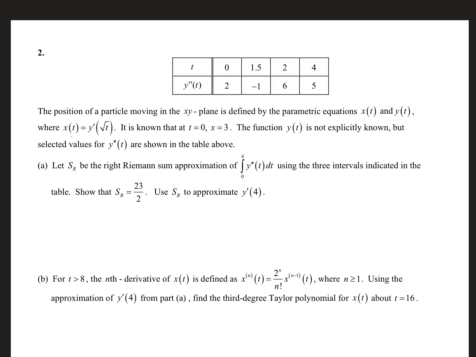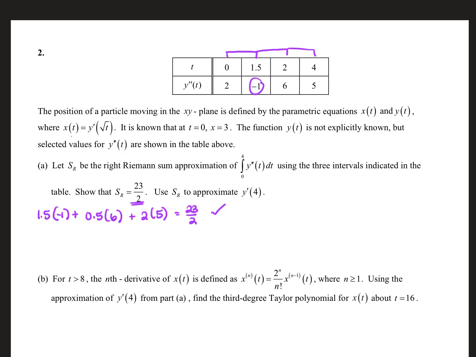Using 3 subintervals indicated in the table, show that SR is equal to that, and use SR to approximate y of 4. Okay, so if we're going to use right Riemann sums, our distance between here is 1.5. Our height is -1. Next thing, our distance between these guys is 0.5. And our value is 6. And the distance between those is 2. And our value is 5. So our Riemann sum works out to be 23/2, exactly what they said.